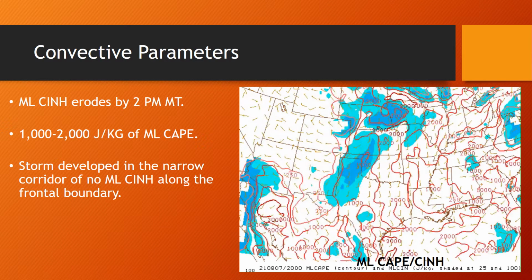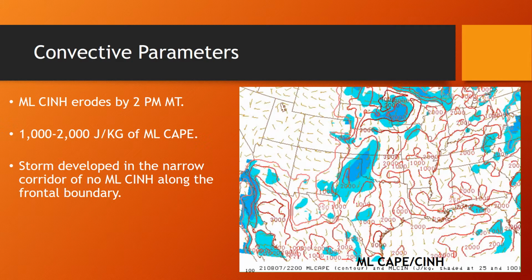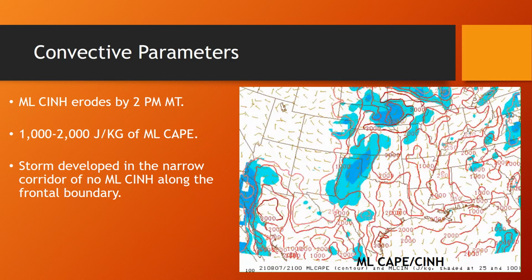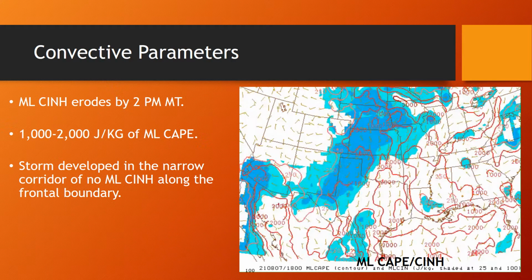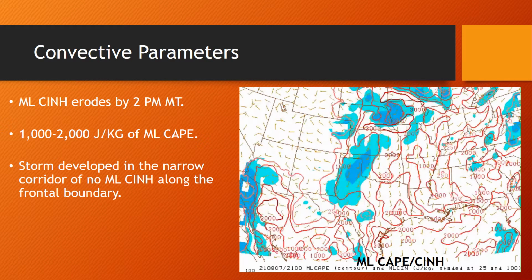And you notice there's actually a narrow corridor that erodes first by 2 p.m. And that's actually right along the frontal boundary. So that's what allowed these storms to develop there near Tribune along that front, was that mixed layer CIN eroding along the frontal boundary first.